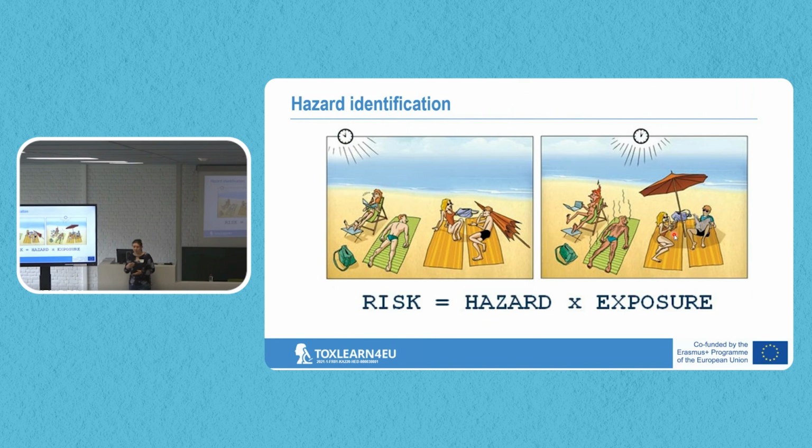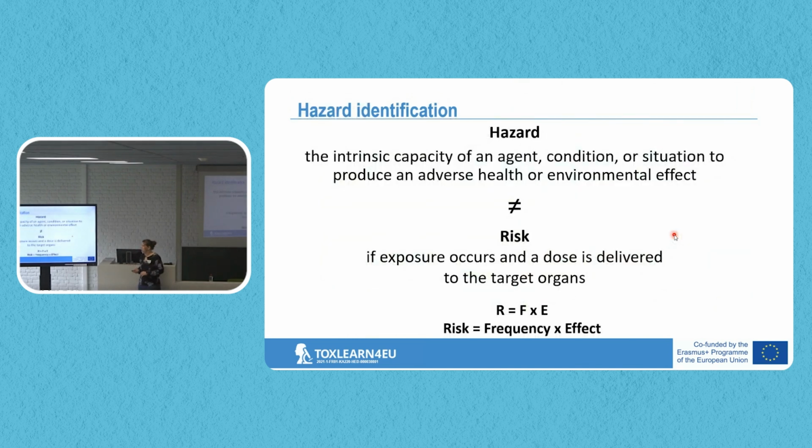So what you have to remember is that the risk is the combination of hazard and exposure, because the ones under the umbrella are not exposed, they have less risk. There might still maybe be some UV light coming through the umbrella, but the risk is lower because the exposure is lower. So this is a bit more in words. What is a hazard? What is a risk? So just make sure that you don't mix them up.